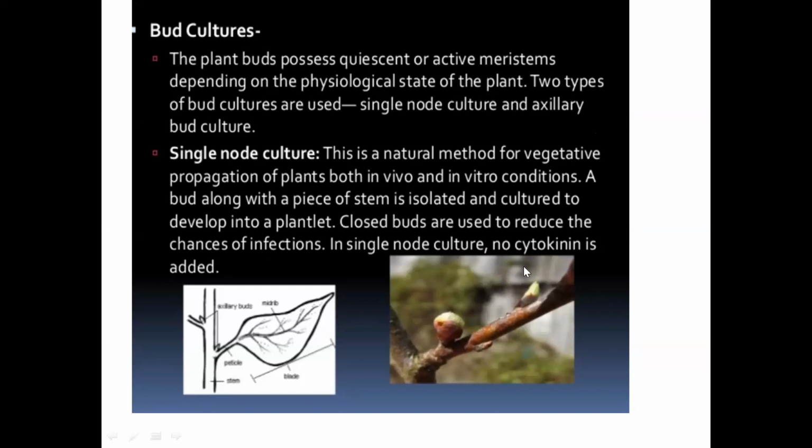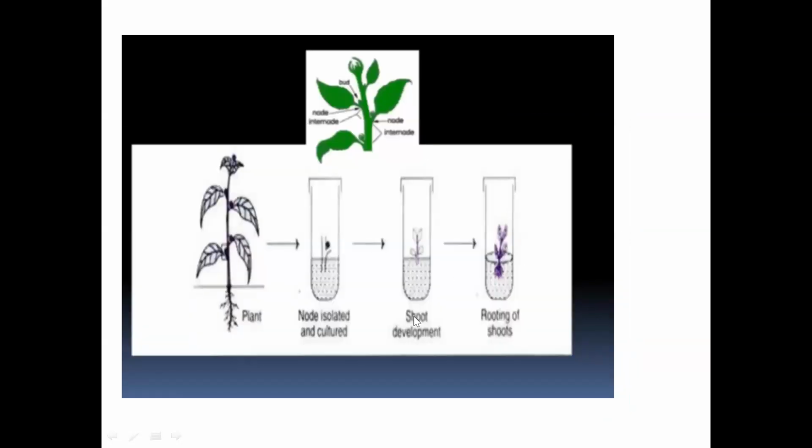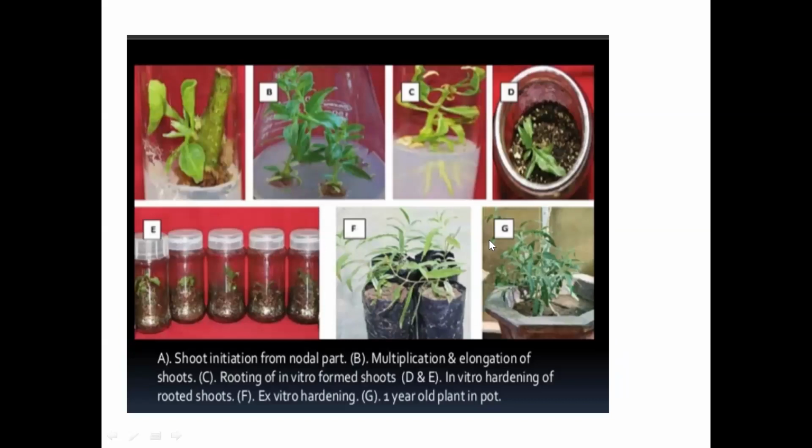Okay, and then this is the actual process for nodal culture, where you just pick up a portion of the node along with the bud, the axillary bud. So this portion is taken out and put in the medium for development of shoot and root. This is just a few pictures which show the various parts of the plants used for micropropagation.